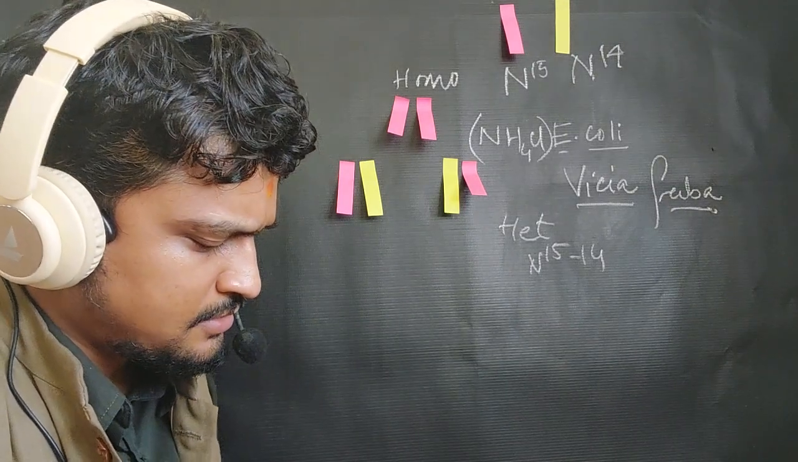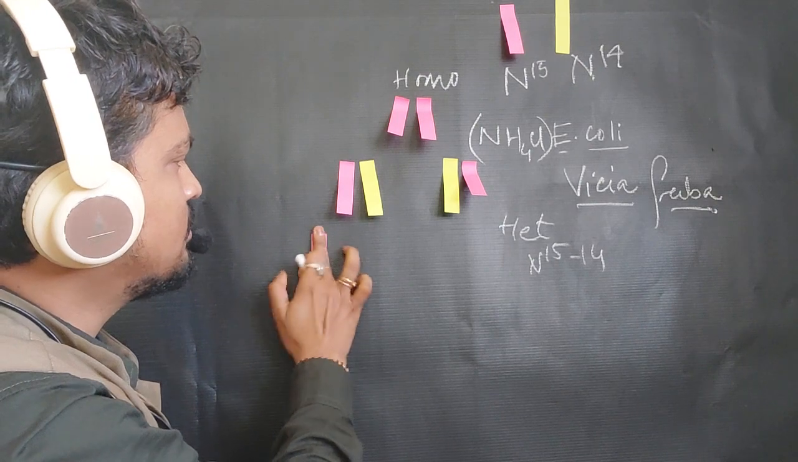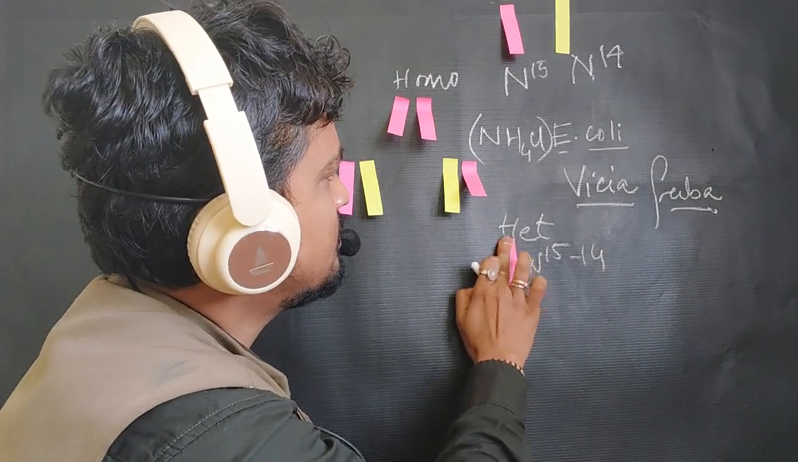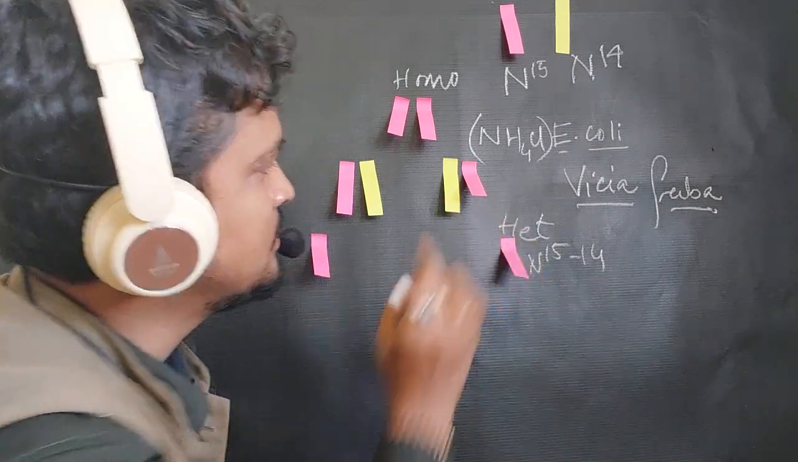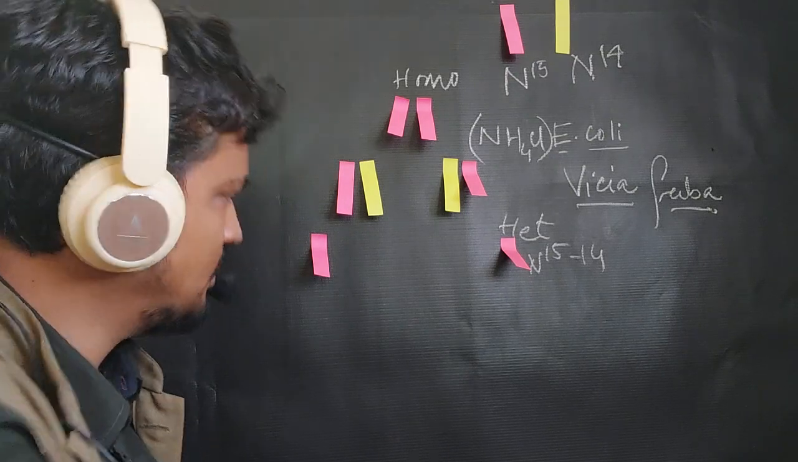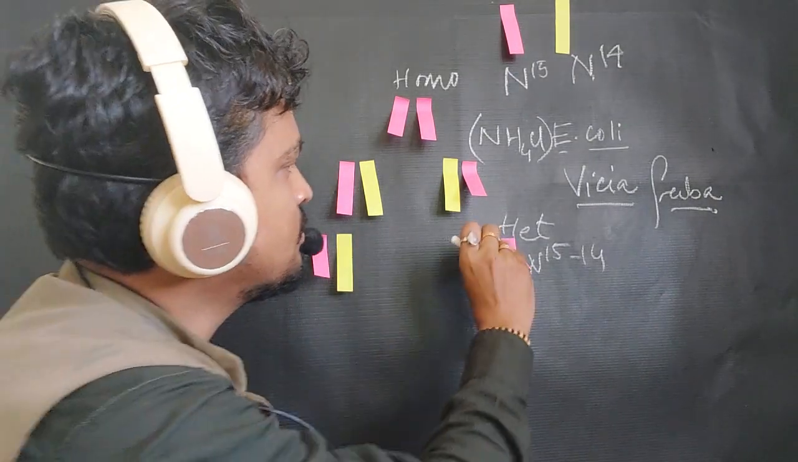Next you go for the second generation, so it will take 20 minutes. Again you go for the next generation. So you see the terminal pink N15 remains as it was, and you just have to incorporate the green paper, that means the light isotope. If you understand in this way, it will be easy for you to remember.